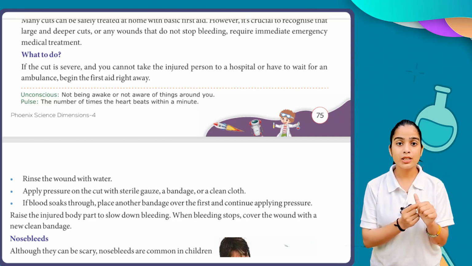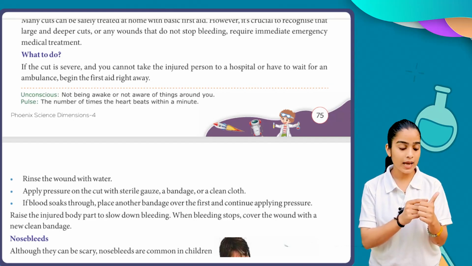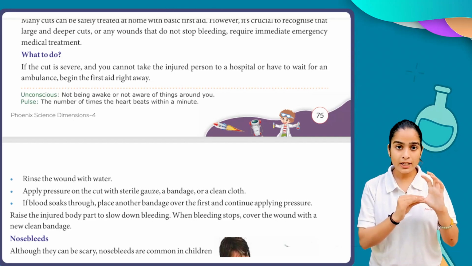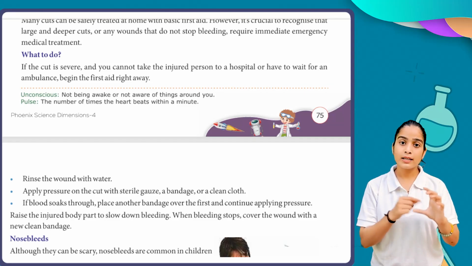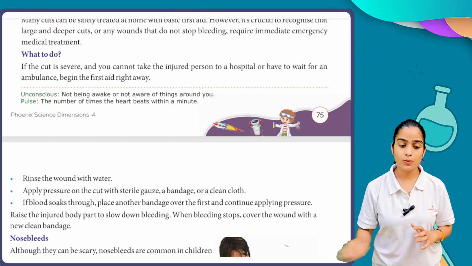Then you have to apply pressure on the part away from the cut, and you have to put the bandage on it. When you feel okay, fine, the pressure part is complete, then you have to cover it with the help of a new bandage.